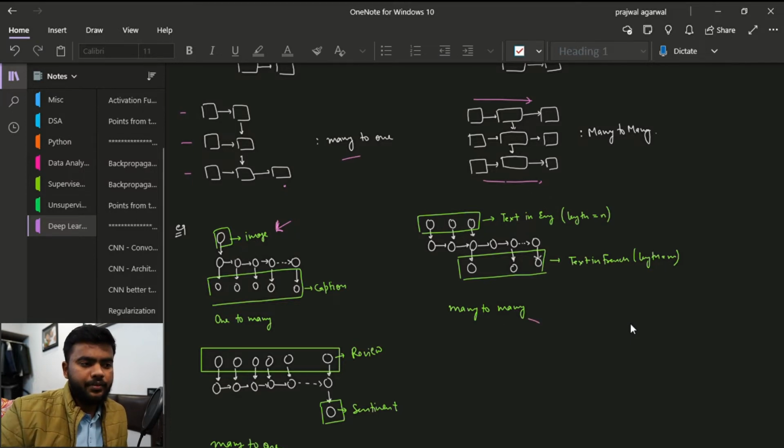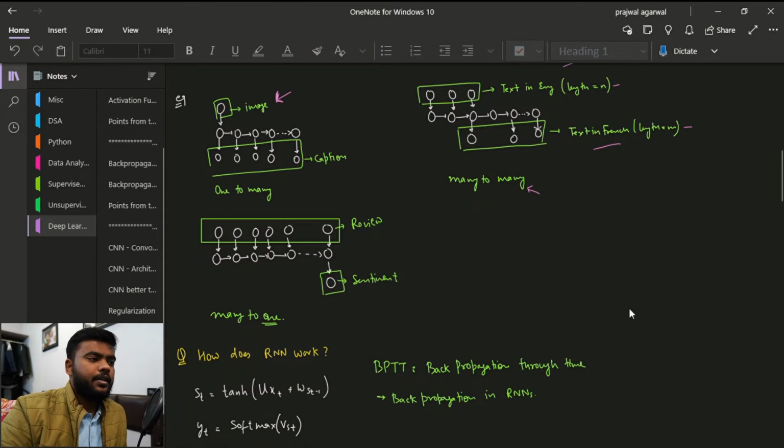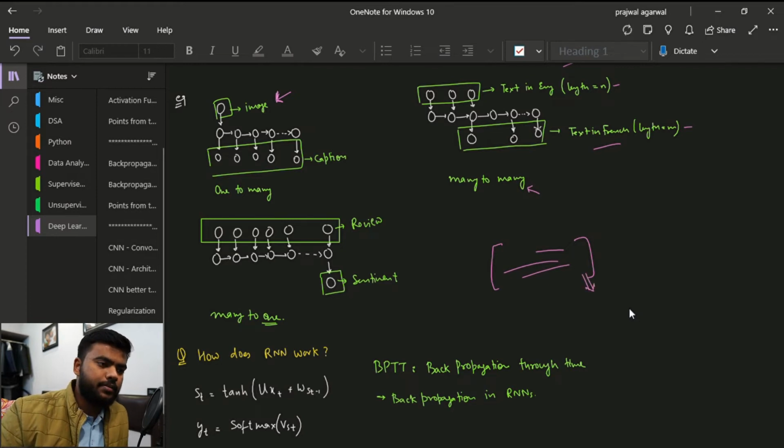Then we have many to many, where we have text in English. Basically we are translating, so text in English becomes text in French. In many to many, it's not necessary that the length is going to be the same. So length can be different. So here length is n, here length is n. And the third type of architecture that we have is many to one, where we have many inputs but one output. For example, sentiment analysis, where the entire paragraph is analyzed to realize what is the emotion behind this paragraph.